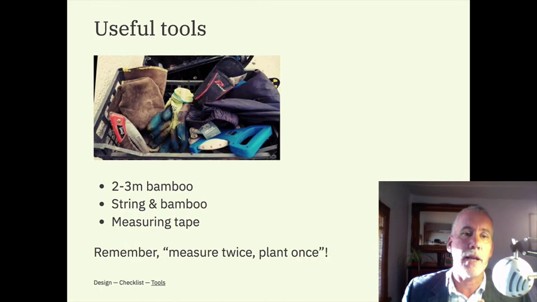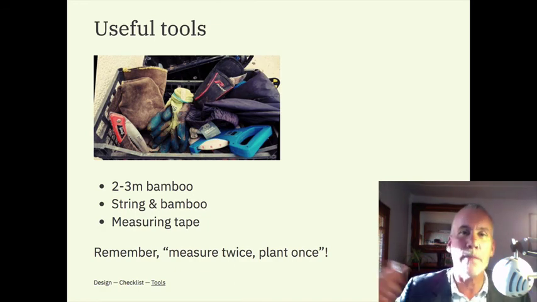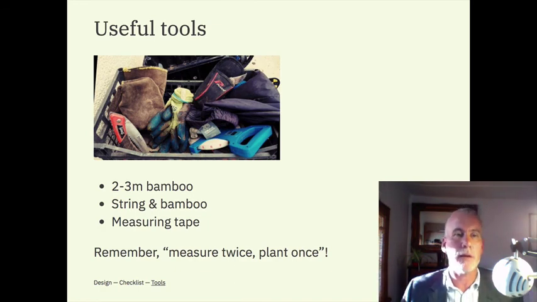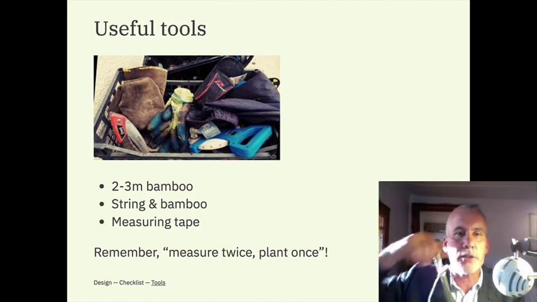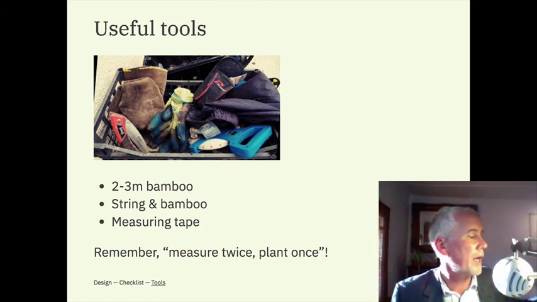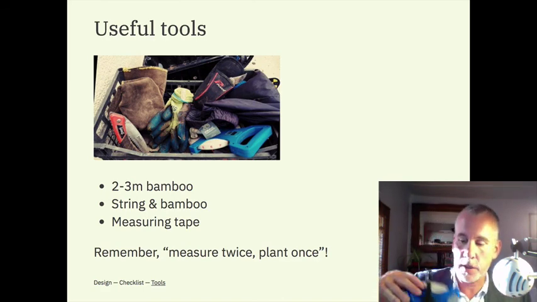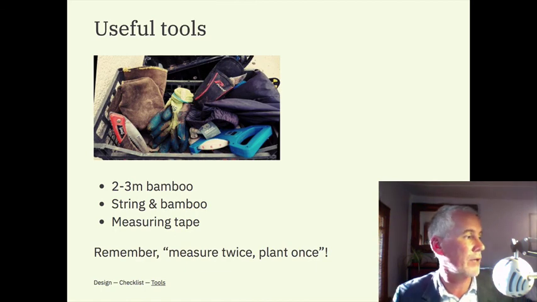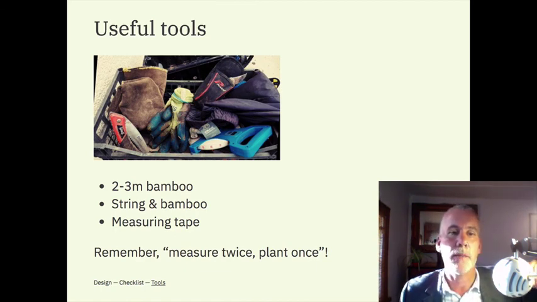And then finally, my favourite tools. A two to three metre bit of bamboo, which is for quickly measuring out in the garden. Secondly is string and bamboo. I've got one here I made earlier. This isn't the actual real one, and you use that to draw the circles I showed you earlier on when you're measuring out the garden. And then a measuring tape, a surveyor's measuring tape, which costs about ten pounds and is invaluable for measuring up the garden. Okay, and remember, measure twice, plant once.